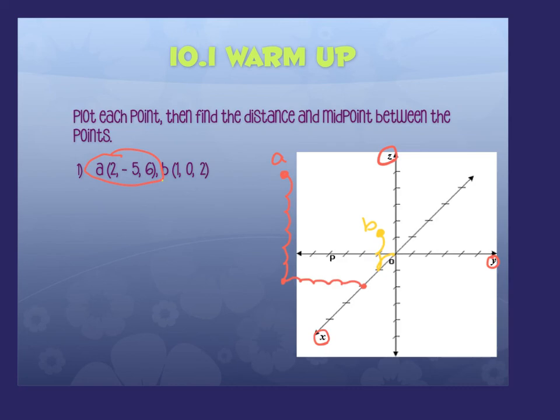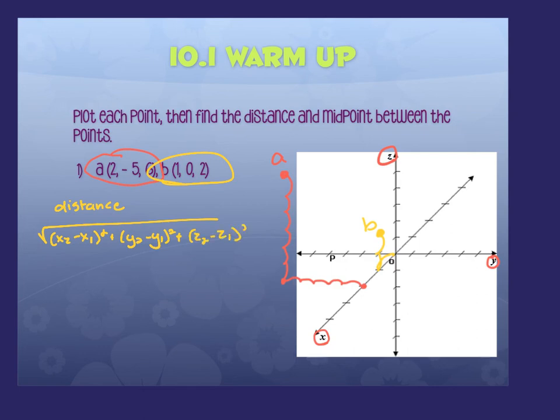Okay, so that's the plotting of the point, and then we did distance, which is the same as the distance formula that we're used to, except it's x, y, and z. So here's my x1, my x2, my y1, my y2, and my z1 and my z2. And actually the order there doesn't matter which ones are the ones and the twos, as long as they're both in there. So I would do the square root of 1 minus 2 squared plus 0 minus a -5 becomes +5 squared plus 2 minus 6 squared.